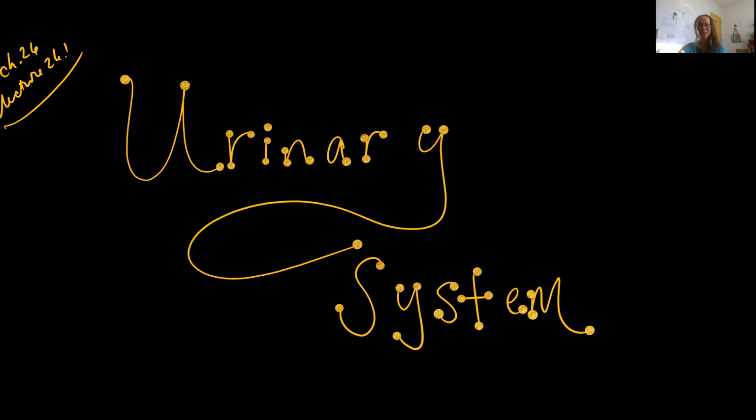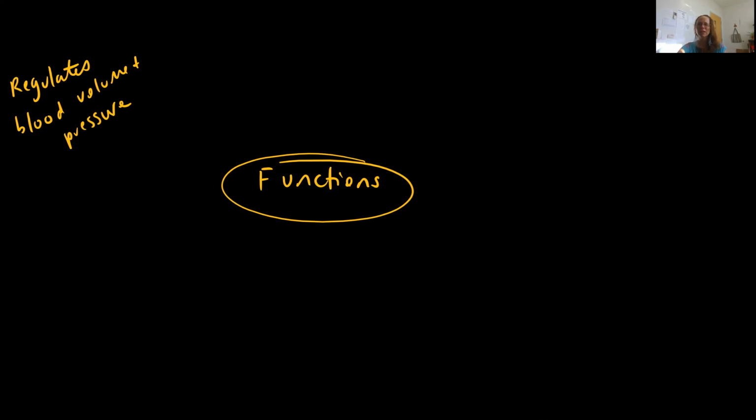So let's get started with some of the basic functions of this system. The urinary system is going to be important in regulating blood volume and blood pressure because those two things are related. So if blood pressure is too high, we can reduce blood volume, which will reduce blood pressure. We've already sort of talked about this when we were in the cardiovascular system.